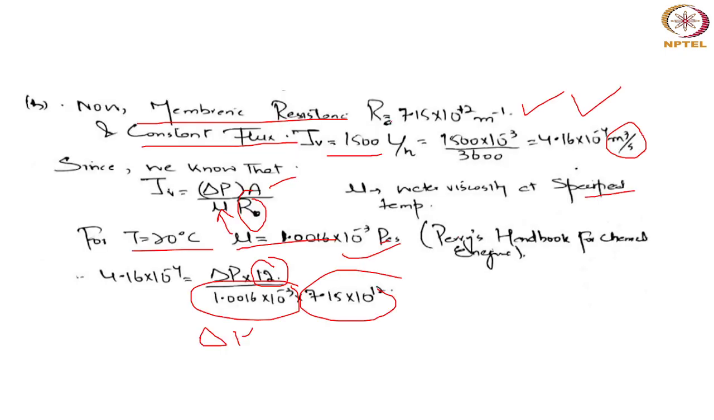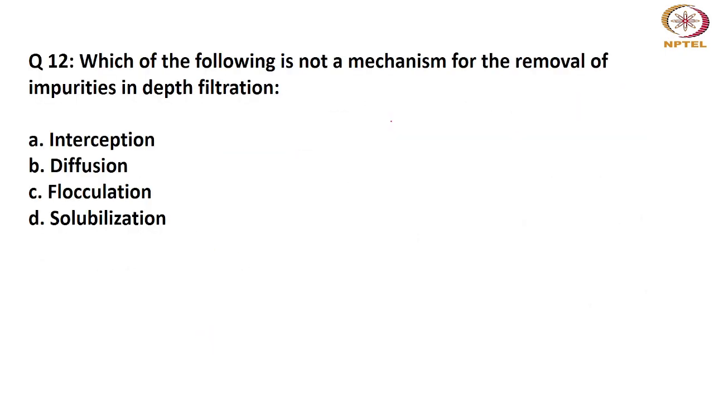The next question is: which of the following is not a mechanism for the removal of impurities in depth filtration?